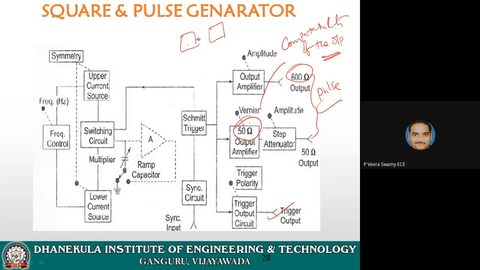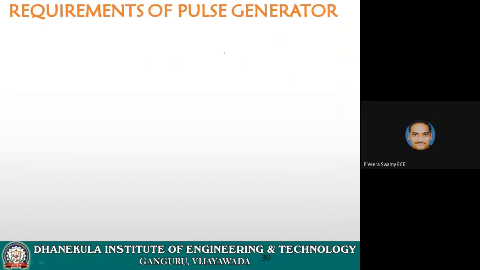So this is output and this is input. This is our FG, for example. So this is CRO. We need to connect these two by means of its impedances. So this is the diagram we have explained previously last class. So next, for this class, requirements of pulse generator.